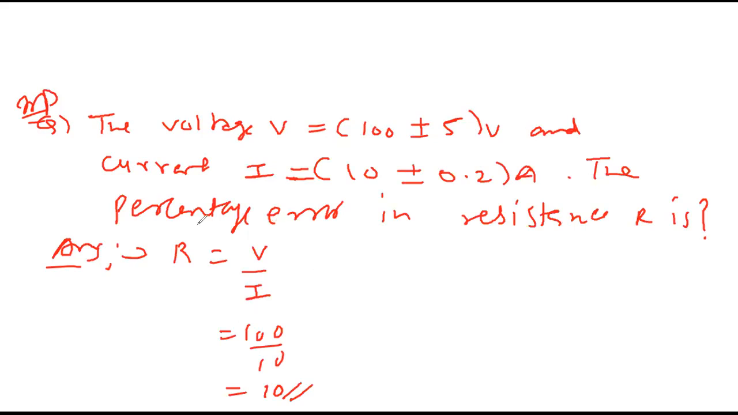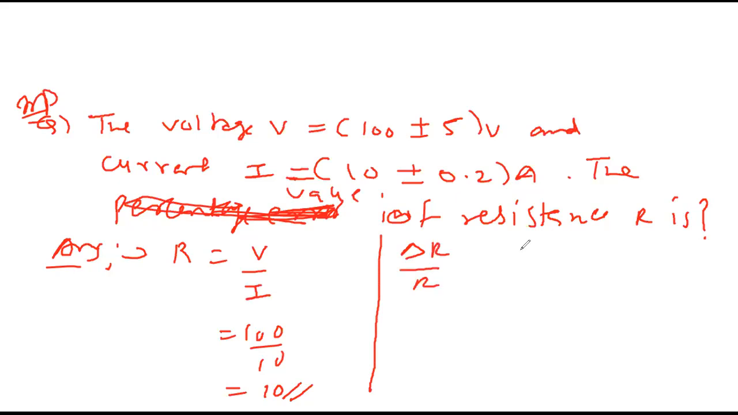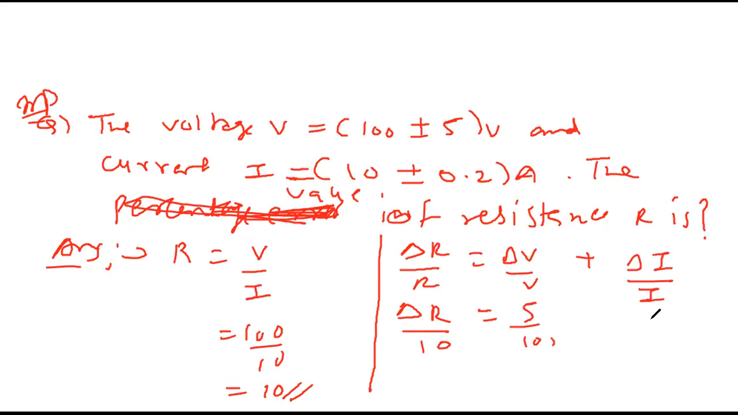थोड़ा चेंज कर देता हूँ, परसेंटेज एरर नहीं बोलता हूँ. Find value of resistance R. So we got R. Now delta R upon R is delta V upon V plus delta I upon I. So delta R upon 10 is equals to 5 upon 100 plus 0.2 upon 10.